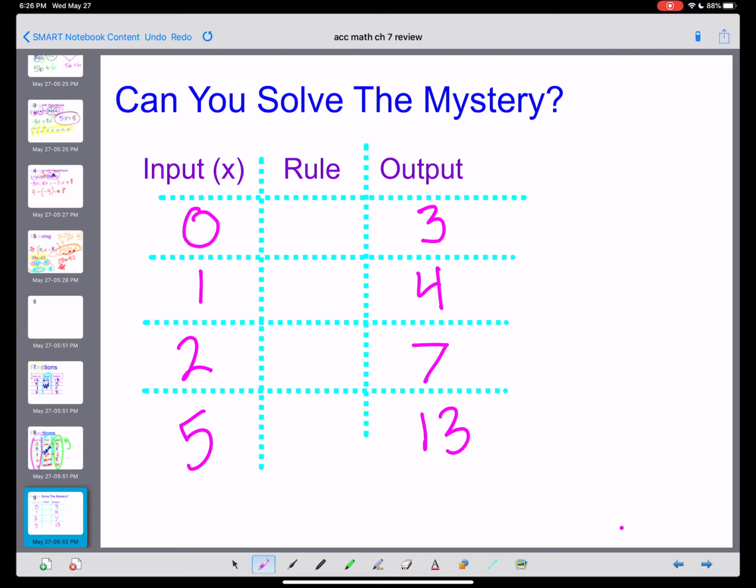Like I know here that 1 times 4 is equal to 4. So that would work with a rule of times 4. But if I do 0 times 4, it does not equal 3. So it doesn't look like I can just do multiplication.